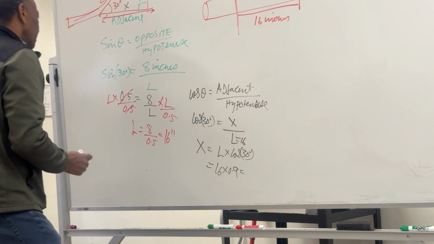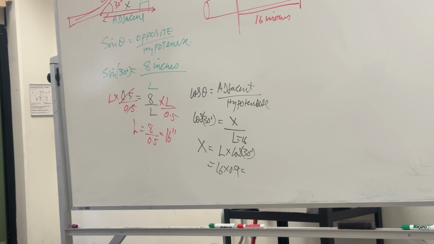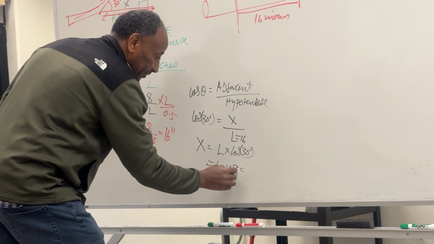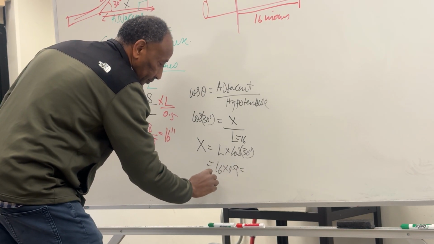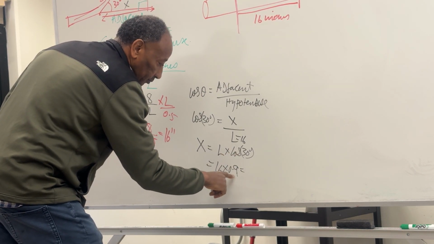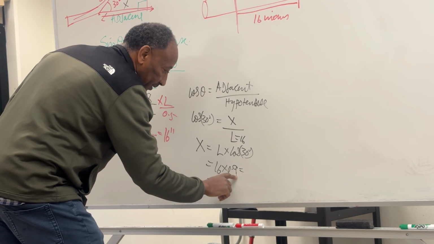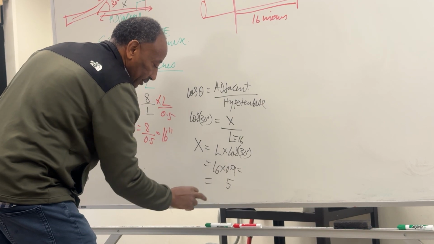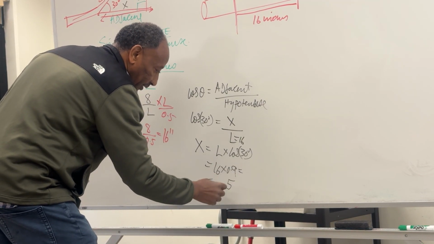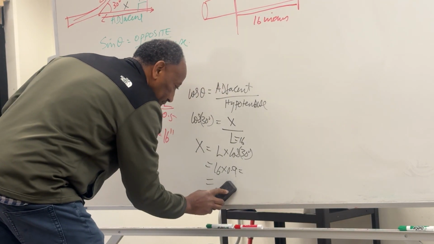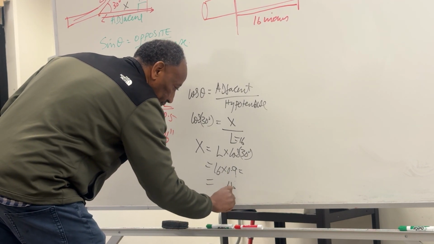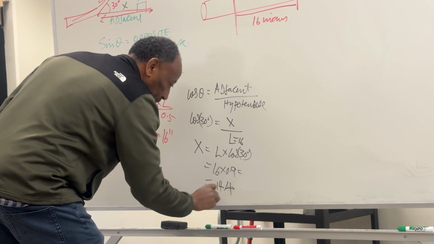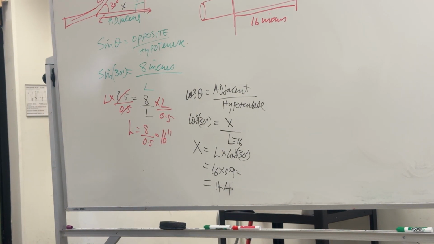Let's call it 0.9. So how much is 0.9 times 16? 6 times 9 is what, 54? And then 1 times 9 is what? 9 plus 54, plus 5 is 14. 14.4, right? So 14.4.